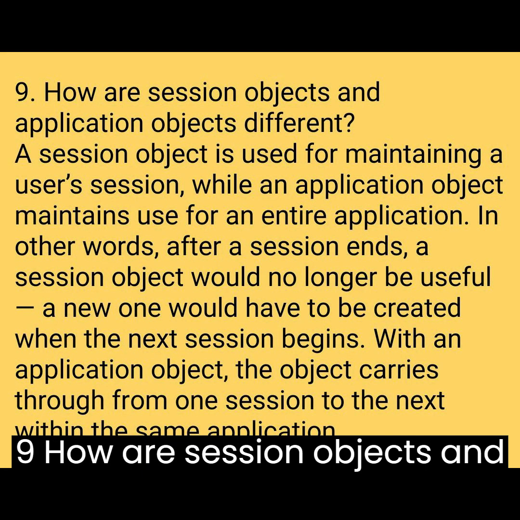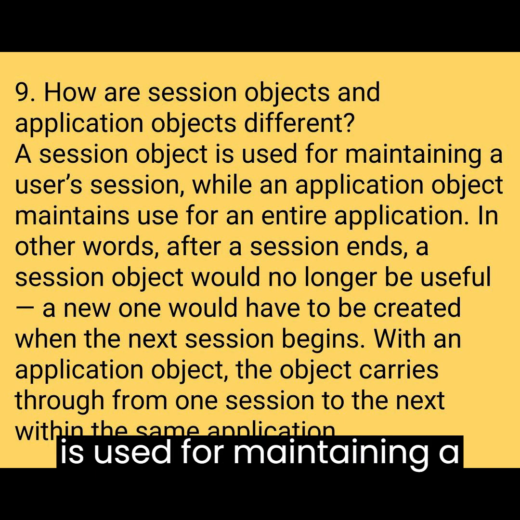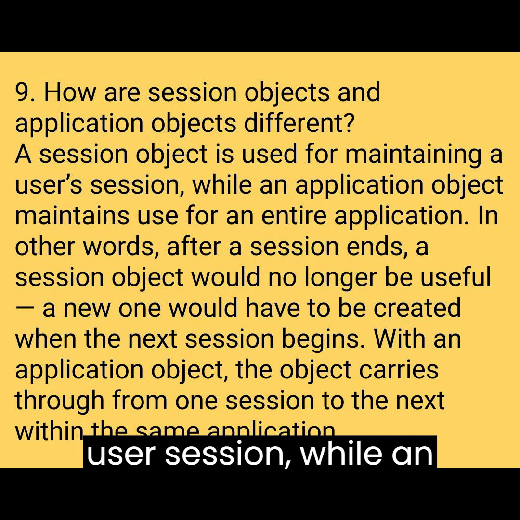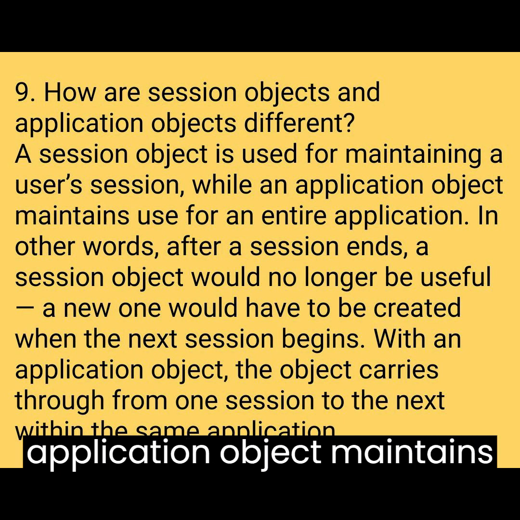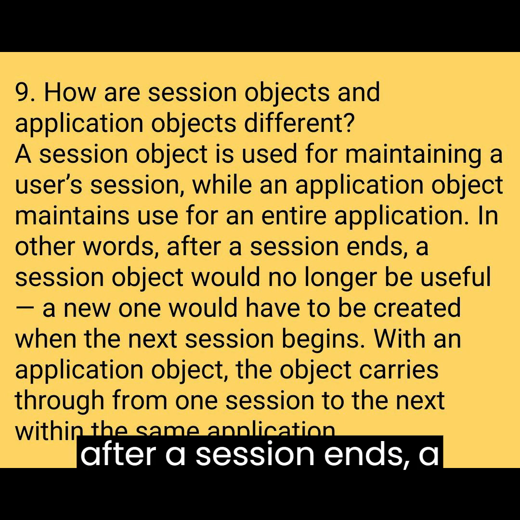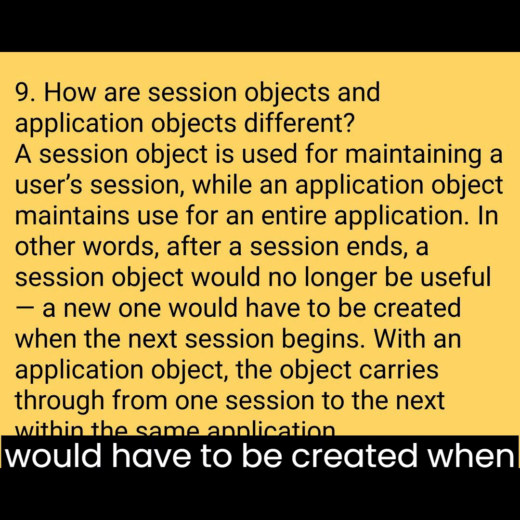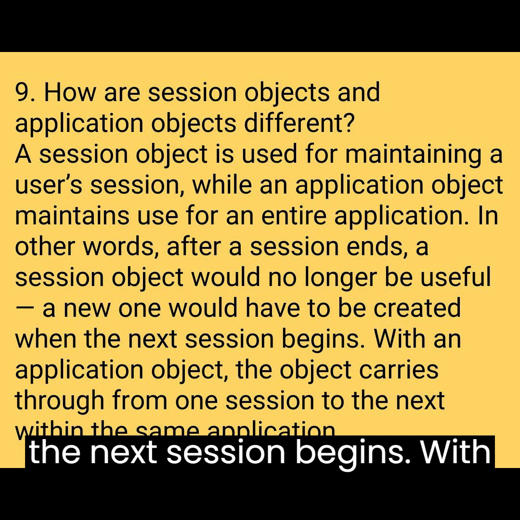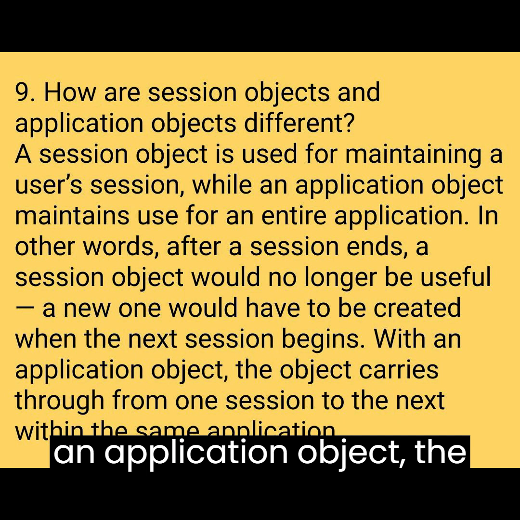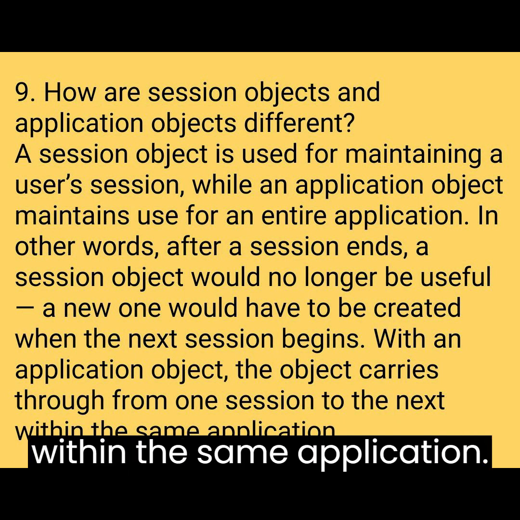9. How are session objects and application objects different? A session object is used for maintaining a user's session, while an application object maintains use for an entire application. In other words, after a session ends, a session object would no longer be useful, a new one would have to be created when the next session begins. With an application object, the object carries through from one session to the next within the same application.